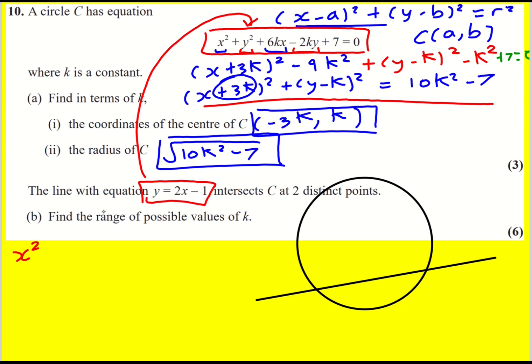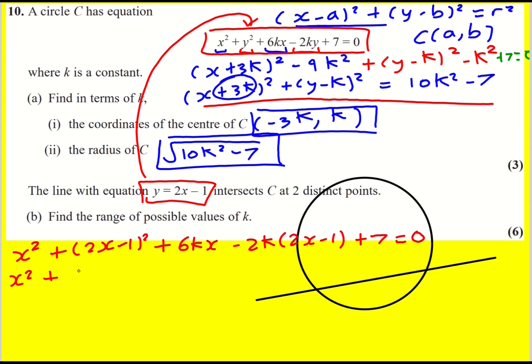So let's replace every y in the original equation by 2x minus 1: x squared plus (2x minus 1) squared plus 6kx minus 2k times (2x minus 1) plus 7 is 0. Expand this double bracket: 4x squared minus 4x plus 1, plus 6kx minus 4kx, then plus 2k. Double negative here, be really careful with that.